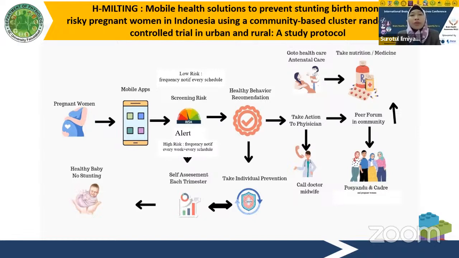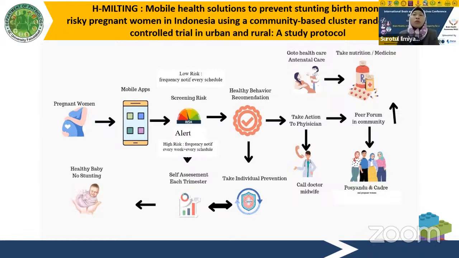The low risk group will receive notifications only on each schedule. That means only at antenatal care, so maybe once a month. But the high risk group will get notifications almost every week, and on the antenatal care schedule. This group will be provided health information and healthy behavior recommendations, and they will get notifications on what intervention, what behavior, or what nutrition is good for preventing stunting.